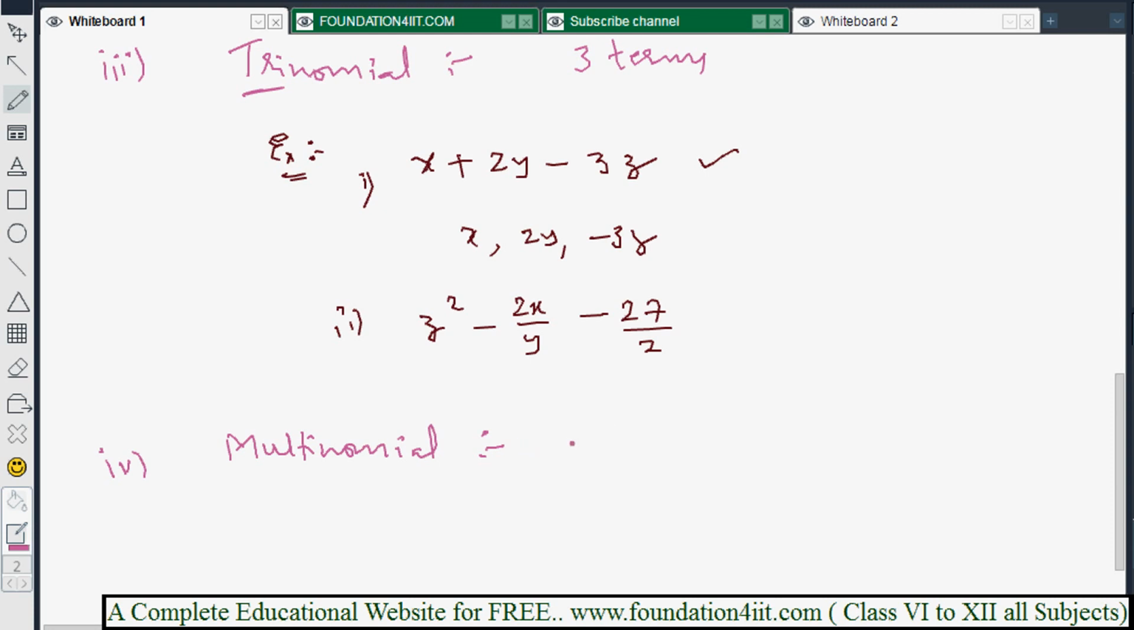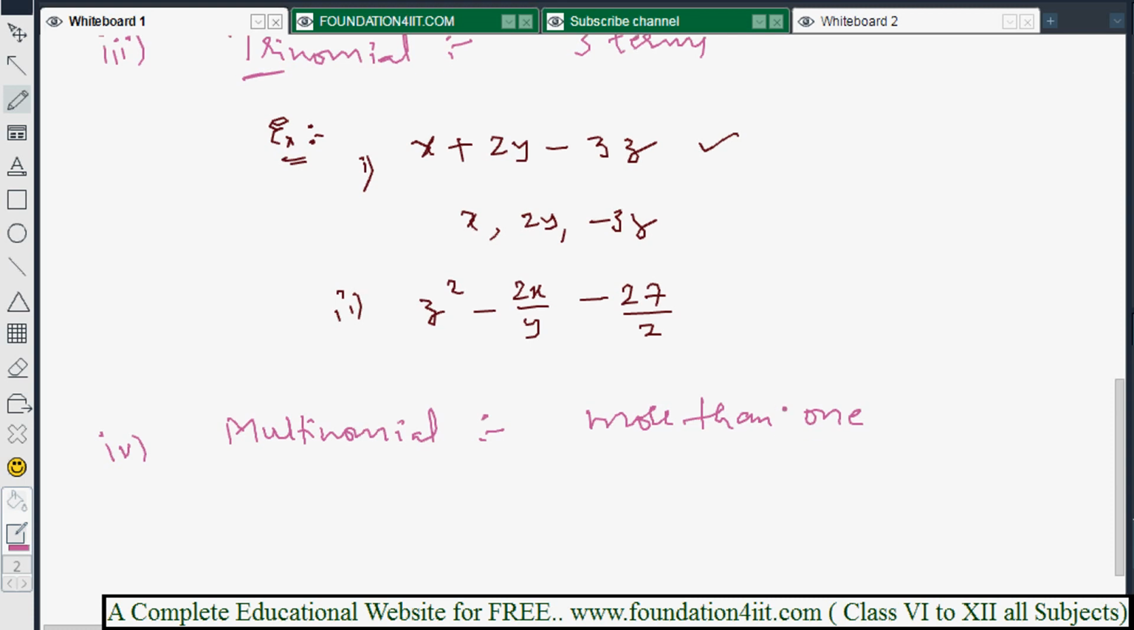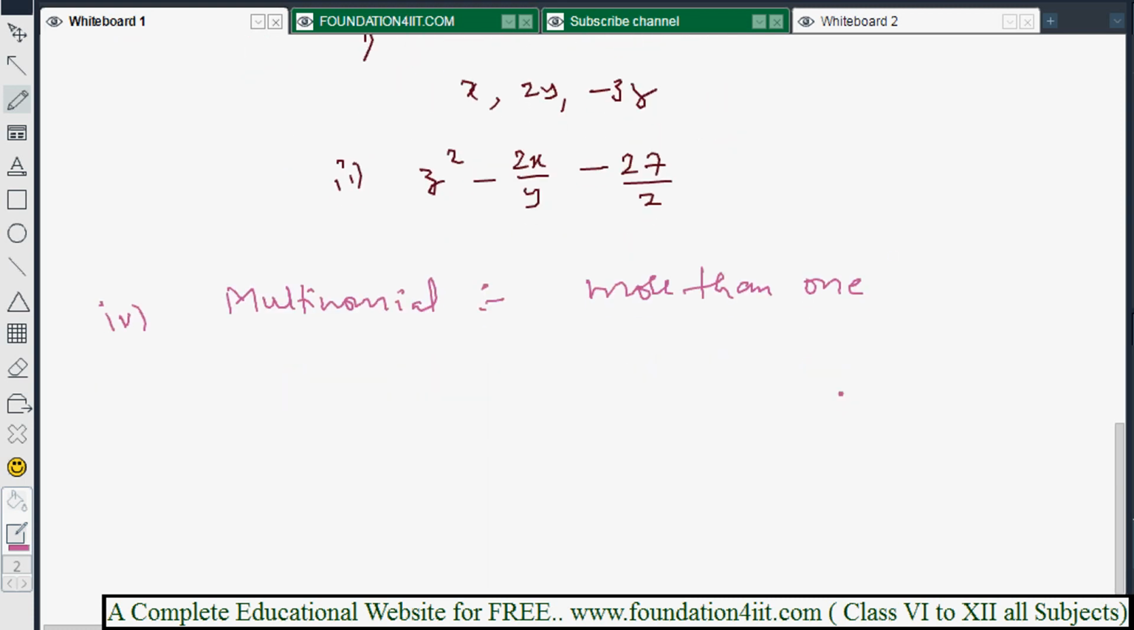So it should be more than 1. More than one term is called multinomial. So consequently binomial and trinomial are also multinomial. That also you need to remember, so you do not get confused. Even binomial and trinomial are also multinomial. You can take that example also under this.